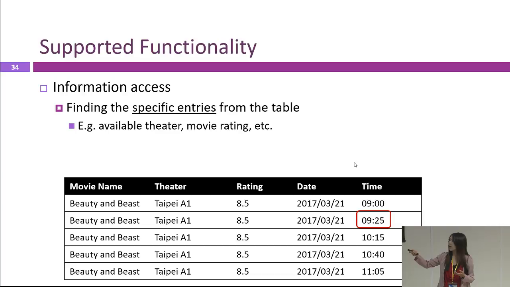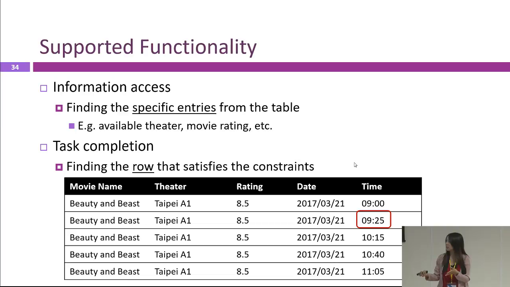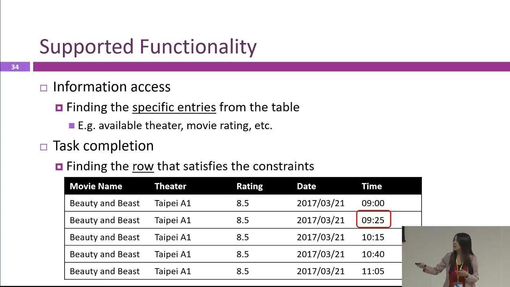The second one is task completion. We want to book a ticket for the user. So when the user wants to find a whole row that satisfies the constraints, for example, this row belongs to a ticket the user wants to purchase, we need to find the entry or narrow down the row in order to let the user purchase the ticket.